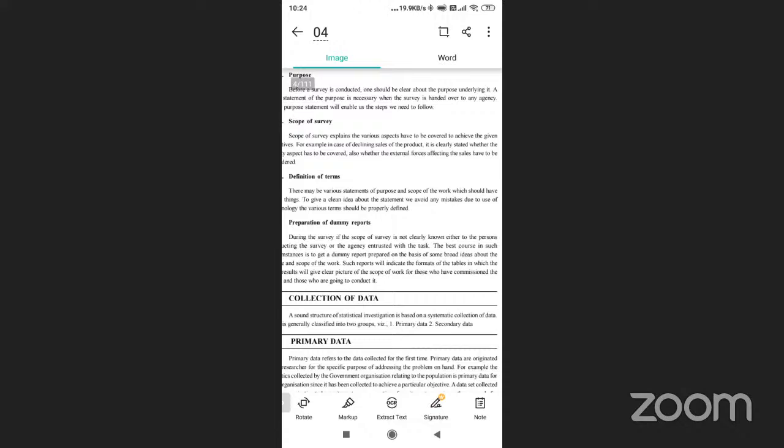In the singular sense, statistics means the science of statistics, which deals with principles as well as devices, statistical methods of collecting, analyzing, and interpreting numerical data.